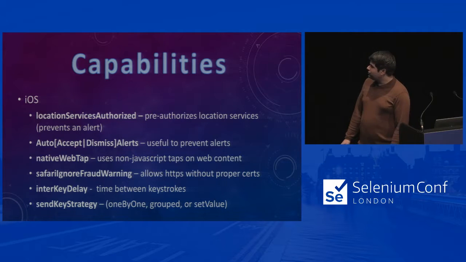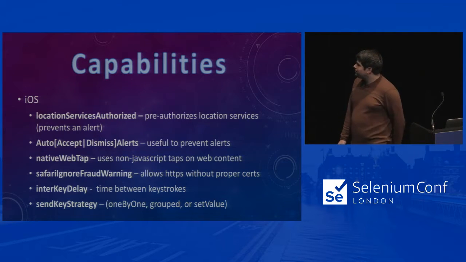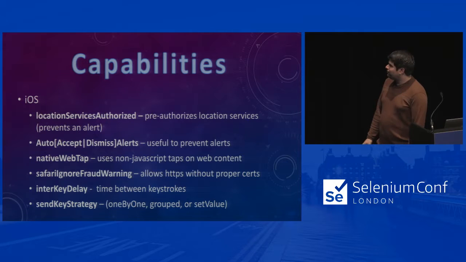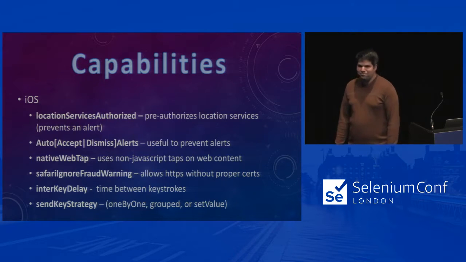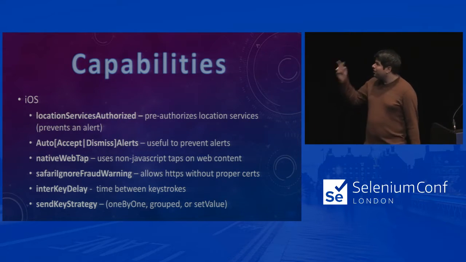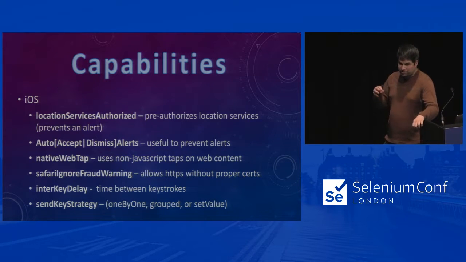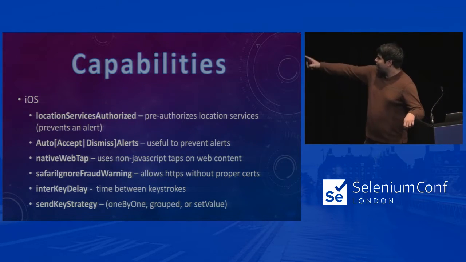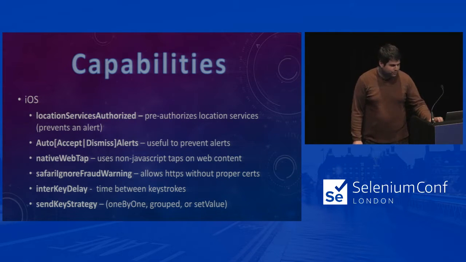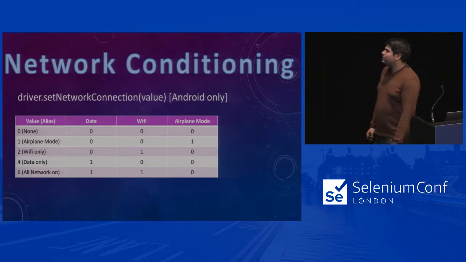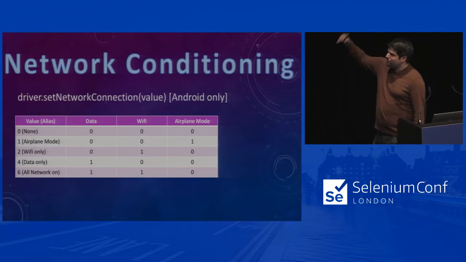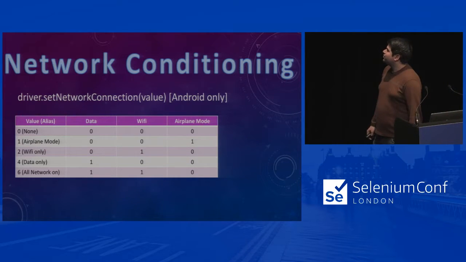Native web tap uses non-JavaScript taps on web content, which is cool. Safari ignore fraud warning: if you don't have properly signed SSL on your test servers, that can be quite useful. Enter key delay if you're having problems with the keyboard typing too fast. And there are several send key strategies available, too. Also, on Android, we support network conditioning. This is a matrix that shows you all the different values you might support. So you can set it anywhere on Android. This does not work on iOS.